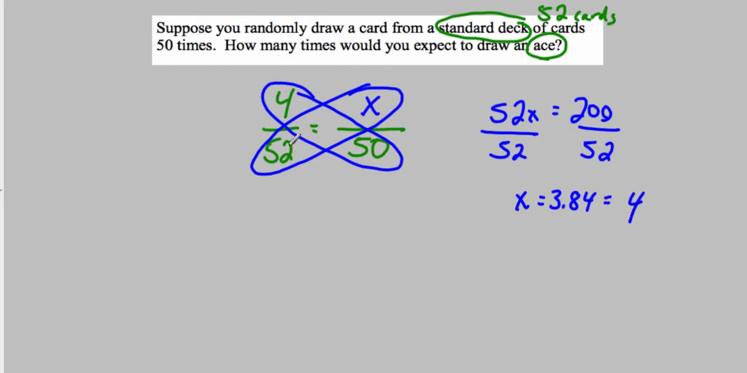So that makes sense. If there's 52 cards in a deck and 4 of them are aces, if we were to do 50 draws, that means basically we're drawing almost all the cards from the deck, or the equivalent of a full deck of cards. We would expect to get 4 aces over the course of that time.